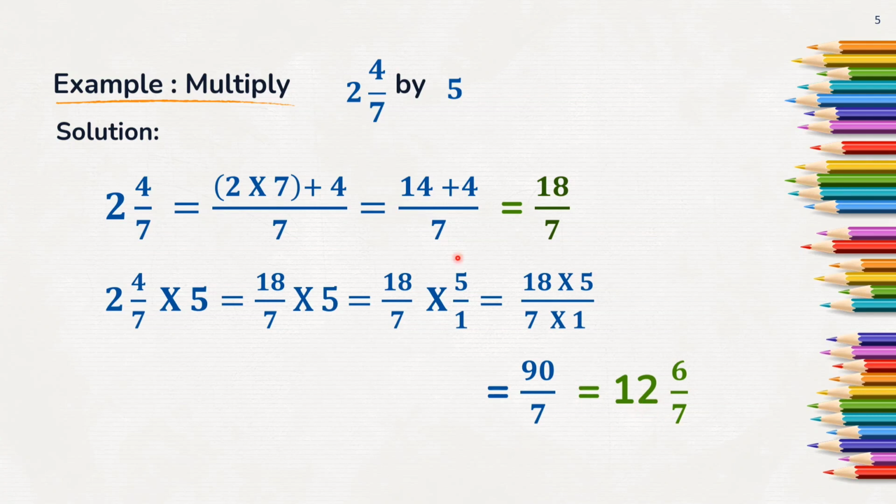We can check here. 90 by 7. 7 1 time is 7. Then 9 minus 7, 2. Bring down 0. 7 2 times is 14. 20 minus 14 is 6. So here 6 is the numerator, 7 is the denominator and 12 is the whole number. So here 12 6 by 7.